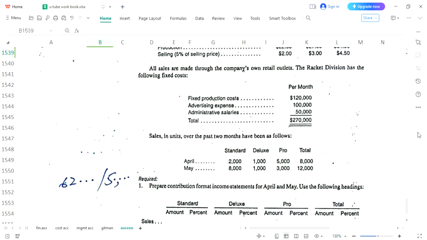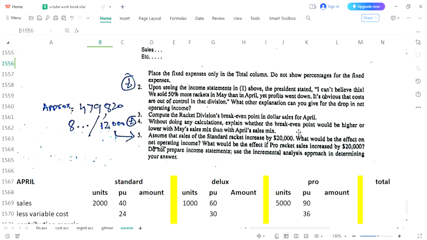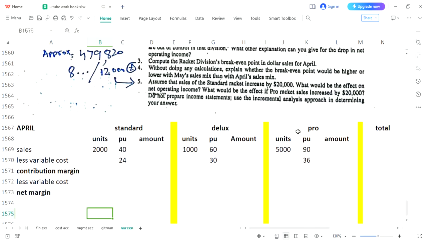So a little more needs to be discussed over here. All sales are made through company's own retail outlets. The racket division has the following fixed costs. So this is fixed cost. We are related with total fixed cost. Individual fixed costs are not very much related to our income statement. So what we will do, we will take 2,70,000 total fixed costs. Okay, so come over here, and in front of fixed cost, we write fixed cost.